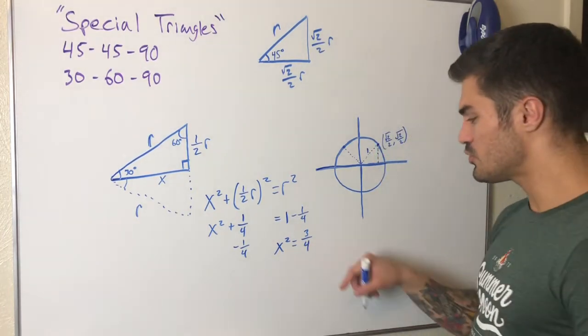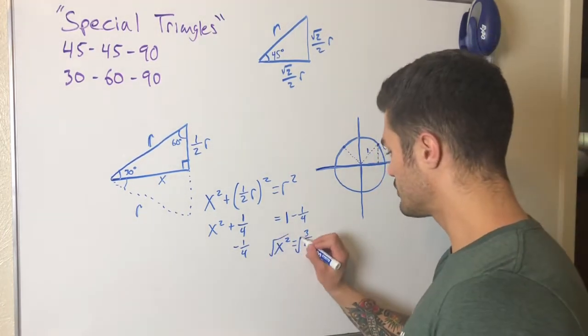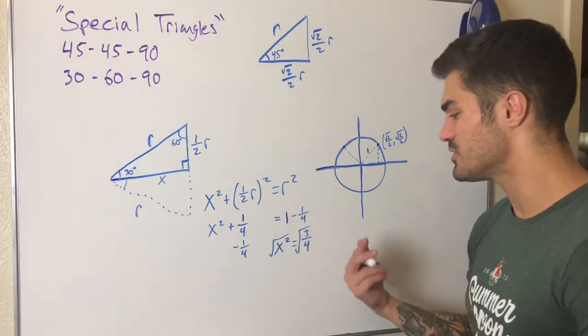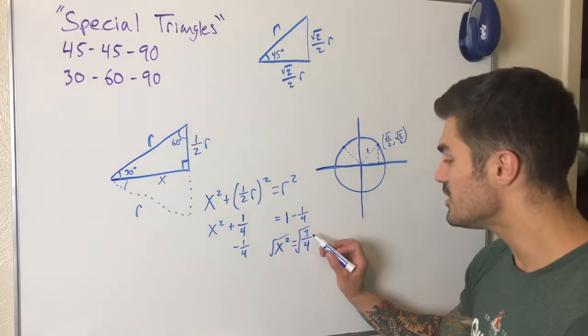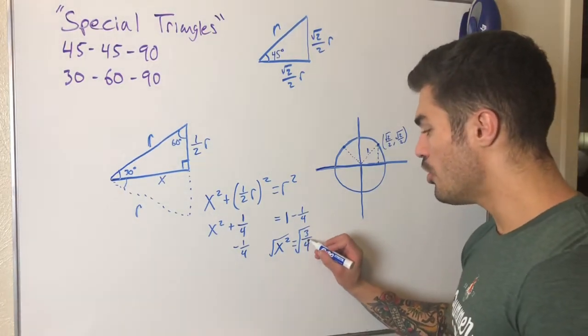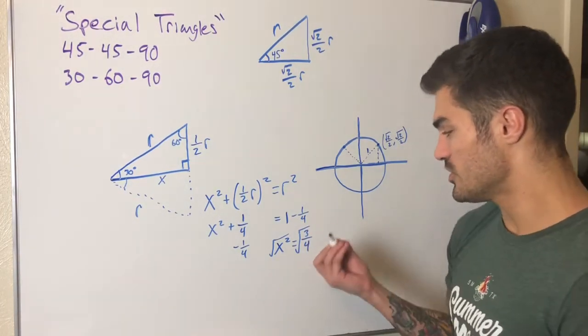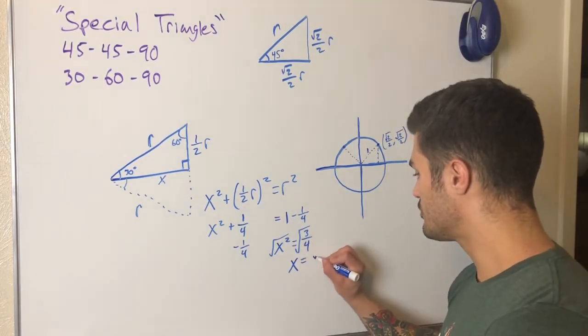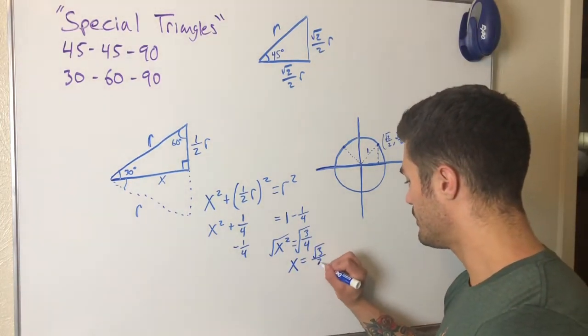So what does that mean? Well, square root. Square root. And again, I don't do plus or minus because this is a length. It's always positive. So that gives me x equals root 3 over root 4. Root 4 is just 2. So that gives me x equals root 3 over 2.